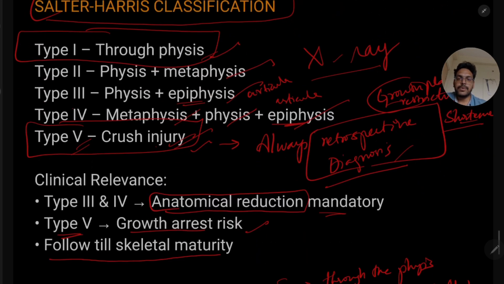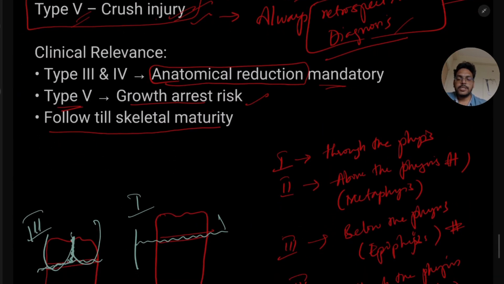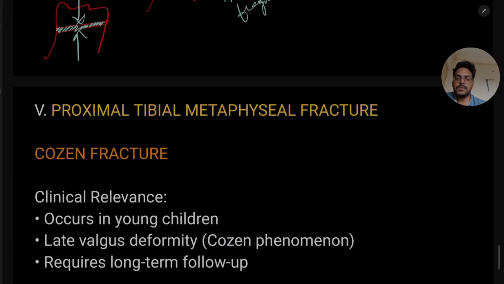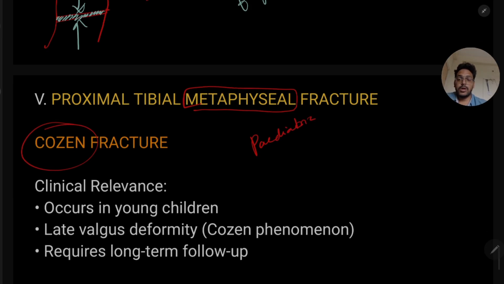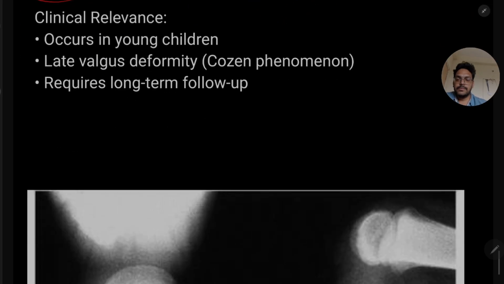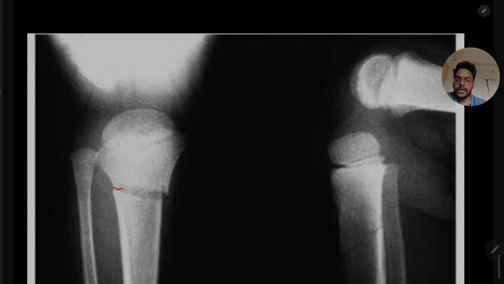This is the Salter Harris classification. Now for proximal tibial fractures: in the proximal tibia, there is a metaphyseal fracture. There is a named fracture in the pediatric age group called Cozen's fracture. What is this Cozen's fracture? You can see in the image. It's a metaphyseal fracture of the proximal tibia in children or the pediatric age group.